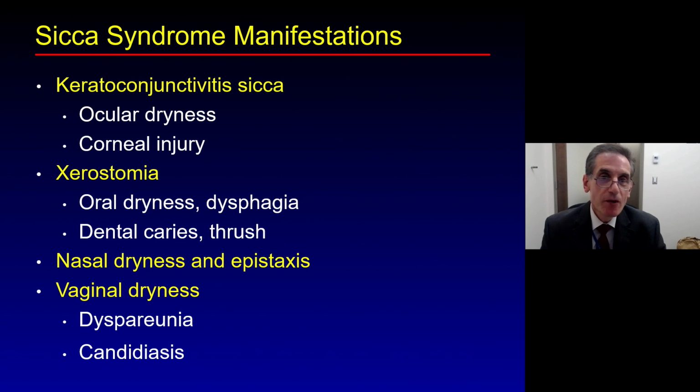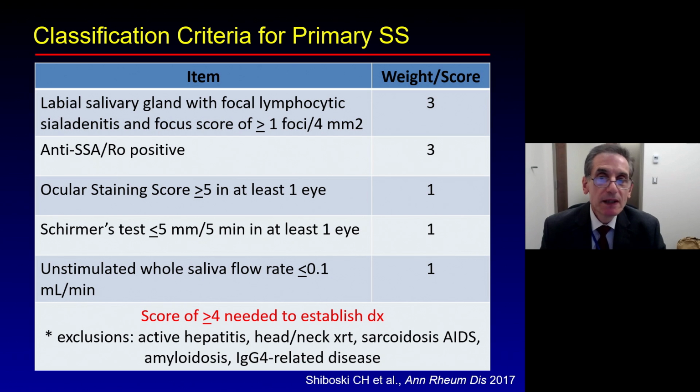Sjogren syndrome is characterized by ocular dryness, corneal injury, oral dryness, dysphagia. They have increased risk for dental caries and thrush. They can get nasal dryness and then vaginal dryness as well. These are the classification criteria for primary Sjogren's. Rho antibody is positive in about 60% of these patients.